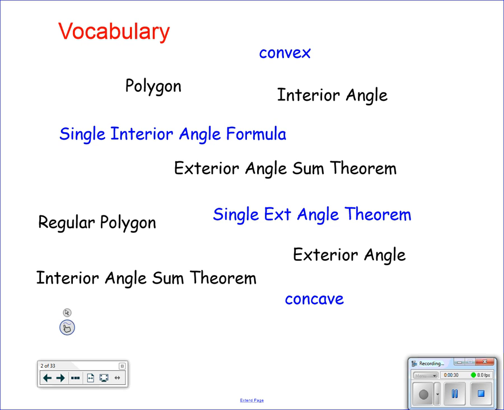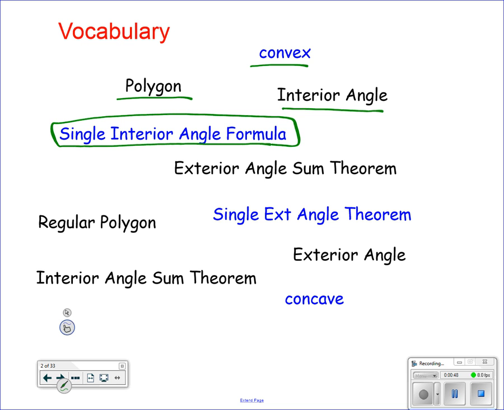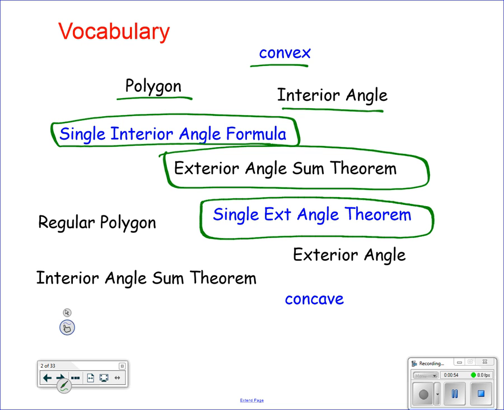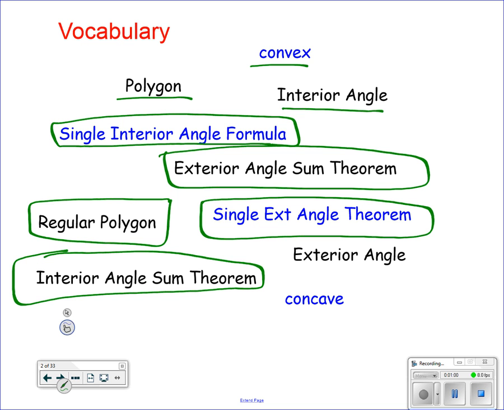So there's going to be a few vocabulary words that we're going to be dealing with in this unit, okay? You hopefully know what a polygon is. That's just basically a shape with sides, right? But we're going to need to know what convex is if you don't know what that is. Hopefully you know what interior angles are, a single interior angle formula. We'll have to explore that. An exterior angle formula, single exterior angle theorem. What is a regular polygon? Interior angle sum theorem. Exterior angles, hopefully you know what that is, and then what concave is. So by the end of this video, hopefully you'll have at least those things in your notes so you can kind of go back and reflect on them, and then we'll be ready to get going.